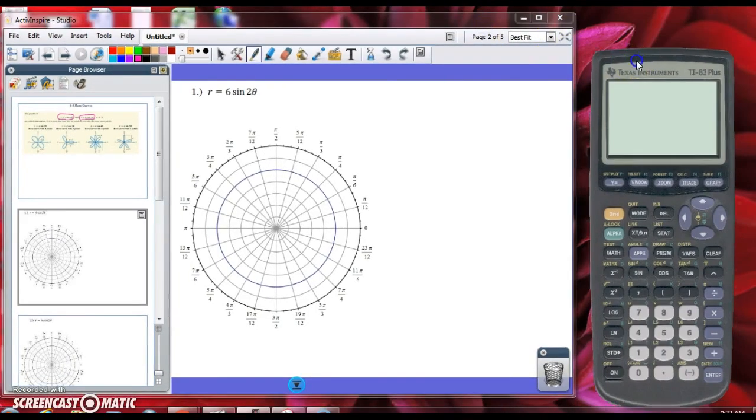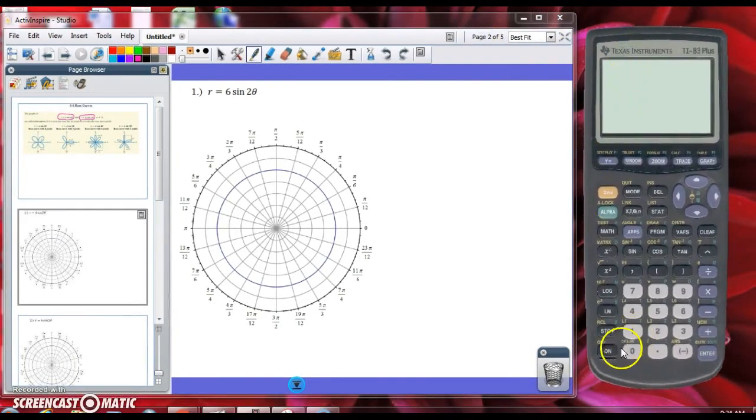Okay. So in my calculator, the first thing I want to do is put my calculator into the proper mode. We've always done function mode. If you scroll down to the fourth option, you'll see FUNC for function, then PAR is for parametric, and then POL is for polar equations. You've always had it in function mode, but you want to switch it over to polar. So that's the first thing.